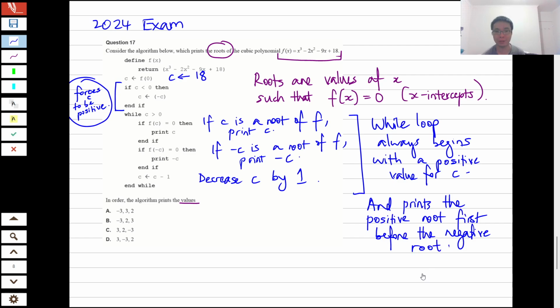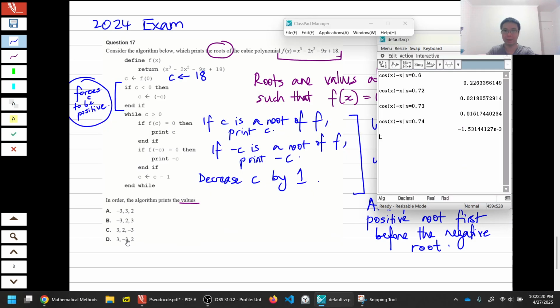So now the question is, which roots are going to be printed? Well, as I'm looking at this list here, you'll see that the lists are all the same. It's just that they're in a different order. Now, if it were me during an exam, I would actually check this just so that I knew I was on the right track. So I would solve the equation x cubed minus 2x squared minus 9x plus 18 equals 0. And lo and behold, the roots are -3, +2, and +3.